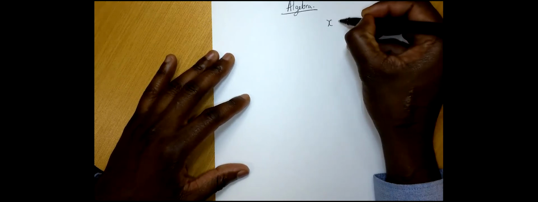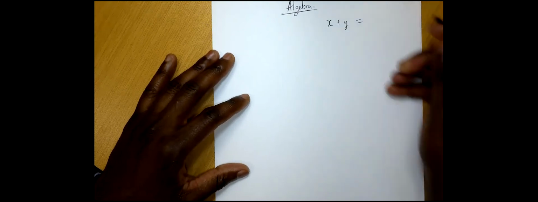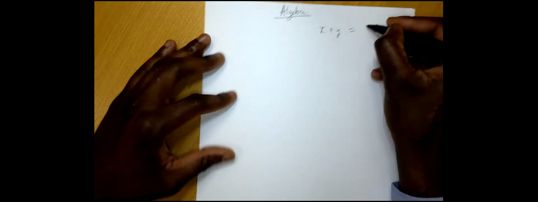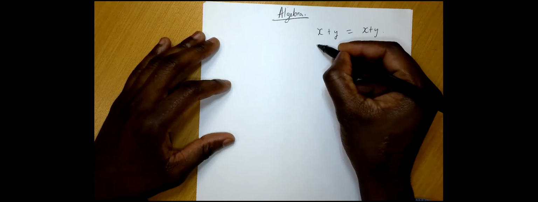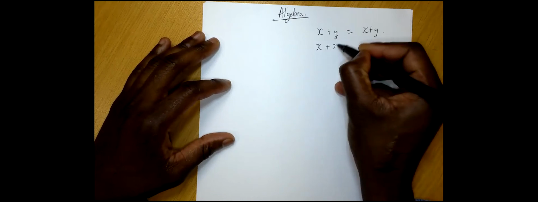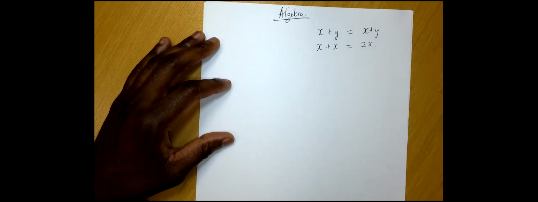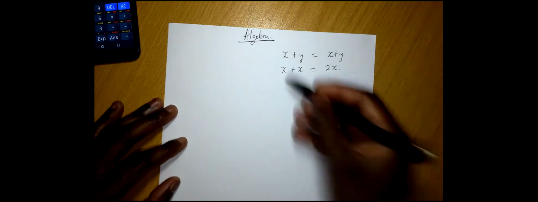I'm going to start with this: if you add x plus y, what do we get? We still get x plus y. If you add two goats plus two cows, you will always have two goats plus two cows. But if we add x plus x, this gives 2x, because these are like terms, just like a cow and a cow. So x plus x, 2x, is a like term.